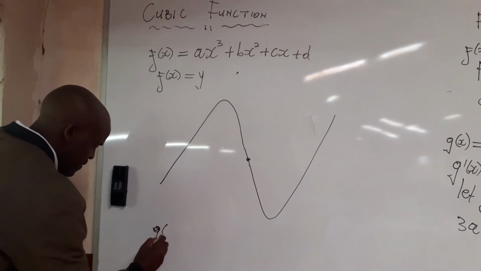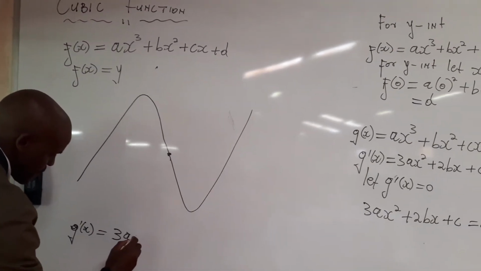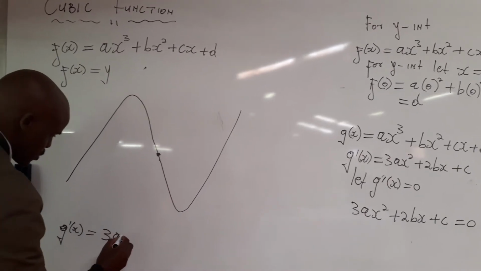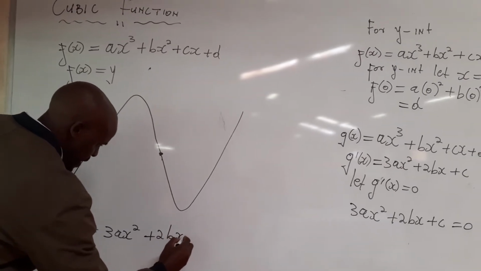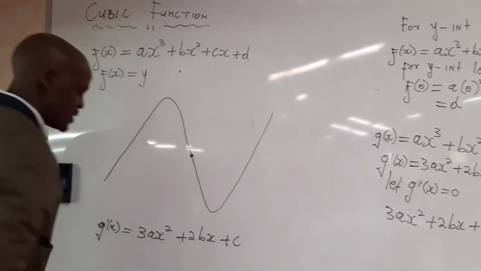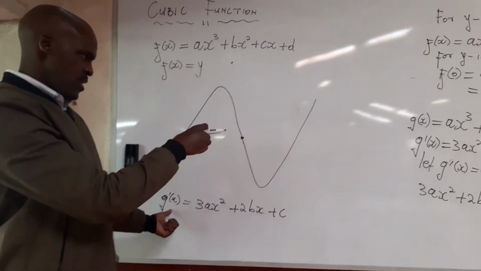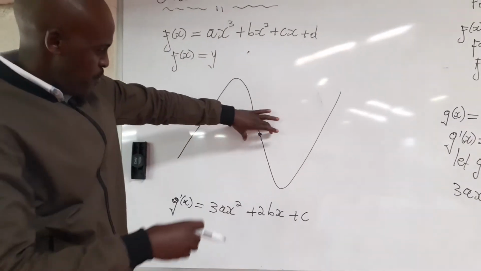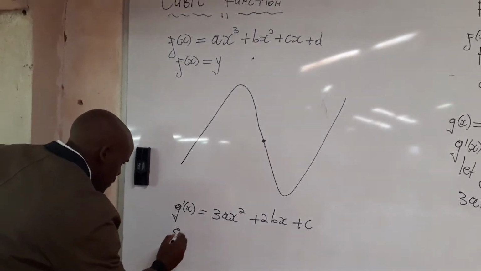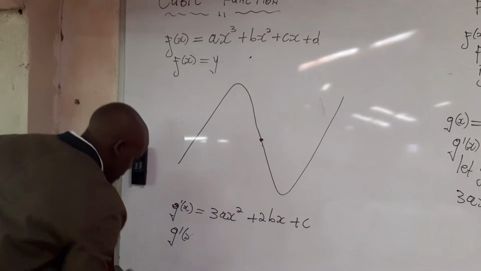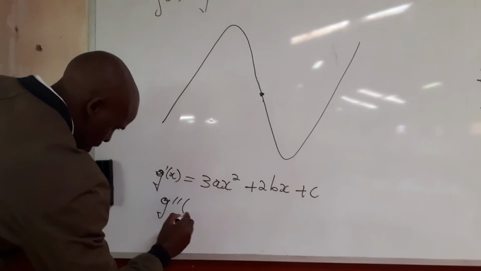Our first derivative is given by 3ax squared plus 2bx plus c. So to find our point of inflection, you need to find the second derivative from that function. So you differentiate for the second time and find the second derivative.